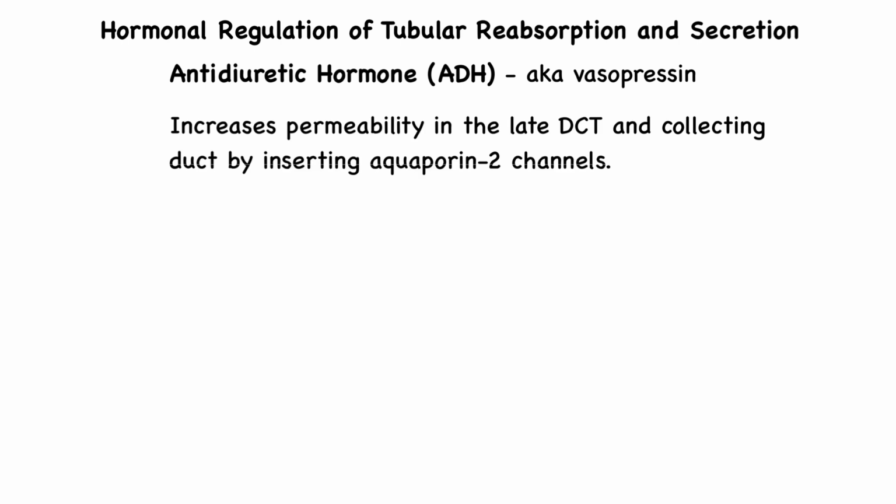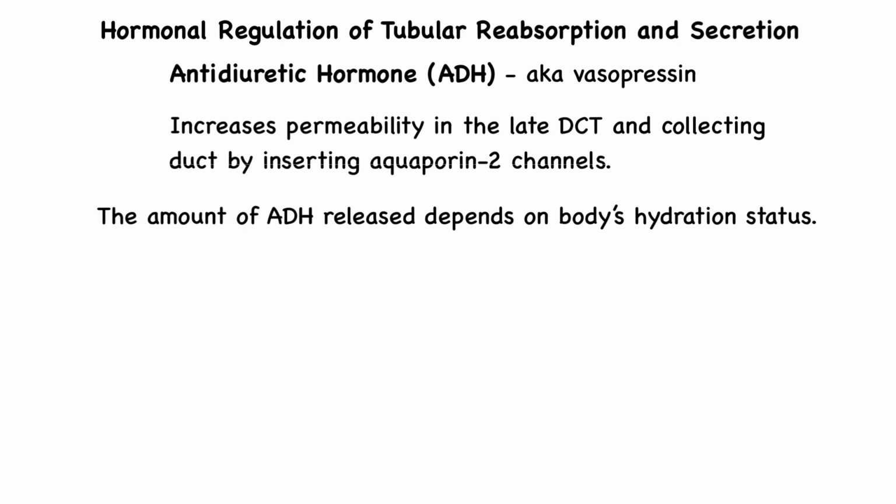Antidiuretic hormone, also known as vasopressin, is secreted from the posterior pituitary and plays a role in water balance. This hormone increases water permeability in the late distal convoluted tubule and collecting duct by inserting aquaporin 2 channels. This allows for greater water reabsorption. This leads to an increase in blood volume and blood pressure. The amount of antidiuretic hormone release depends on the body's hydration status, whether it is hydrated, dehydrated, or overhydrated.